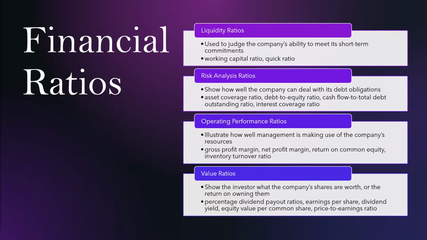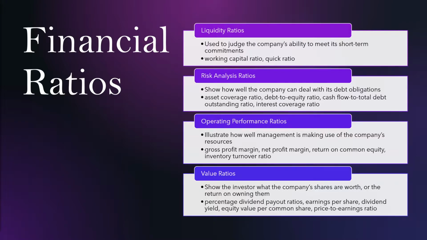Operating performance ratios, these illustrate how well a management is making use of the company's resources. These are pretty straightforward ratios as well. They're gross profit margin, net profit margin, return on common equity, and inventory turnover ratio.